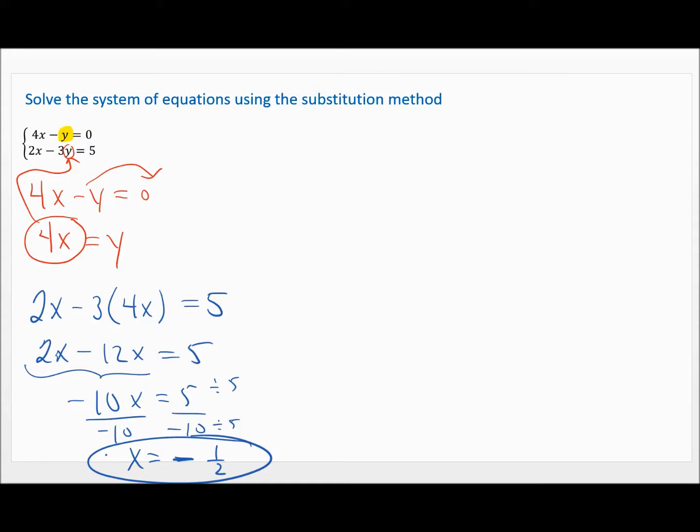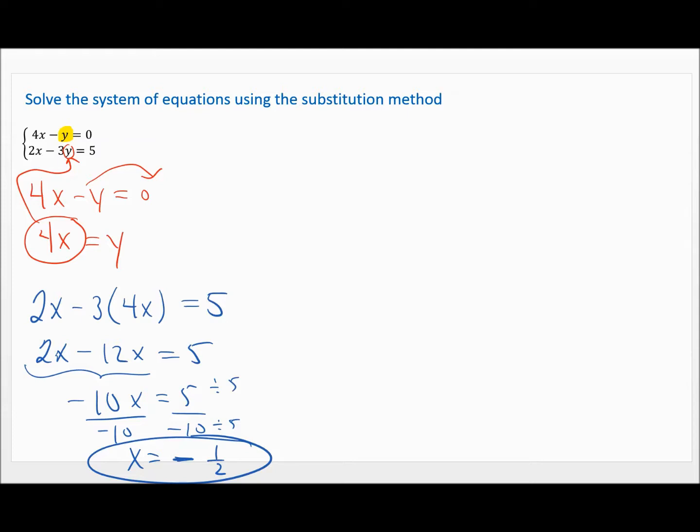Is that okay? It is. It happens pretty frequently that you get fractions as answers. And this is the reason the graphing method would not be the best for this problem. Because if you end up with fractions as answers, being able to determine that by looking at a graph is not an easy task. Okay?